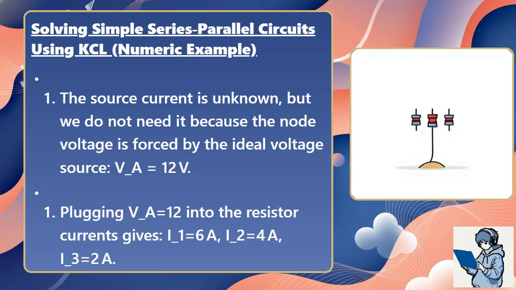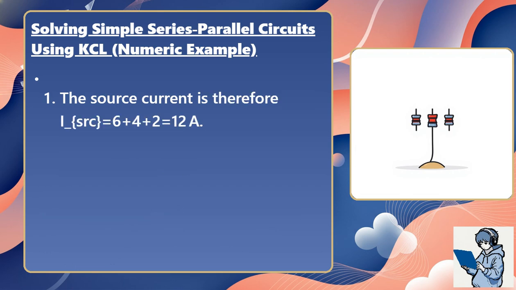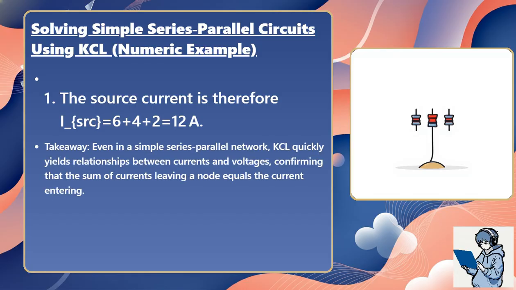Step 5. Plugging VA equals 12 into the resistor currents gives I1 equals 6 amperes, I2 equals 4 amperes, I3 equals 2 amperes. Step 6. The source current is therefore I source equals 6 plus 4 plus 2 equals 12 amperes. Takeaway: even in a simple series-parallel network, KCL quickly yields relationships between currents and voltages, confirming that the sum of currents leaving a node equals the current entering.